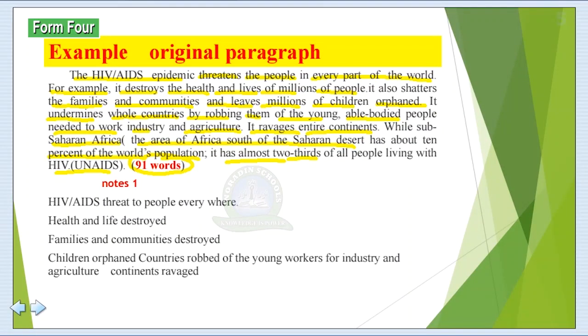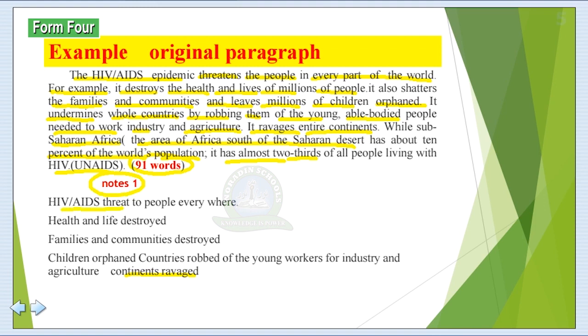Okay, before the summary, you have to make notes. You need notes. HIV-AIDS threatens people in every part. This is the note: health and life destroyed. But you can leave out some of the notes sometimes. Families and communities destroyed. Children orphaned. Countries robbed of the young workers for industry and agriculture. Continents ravaged, it means affected. So this is the note.